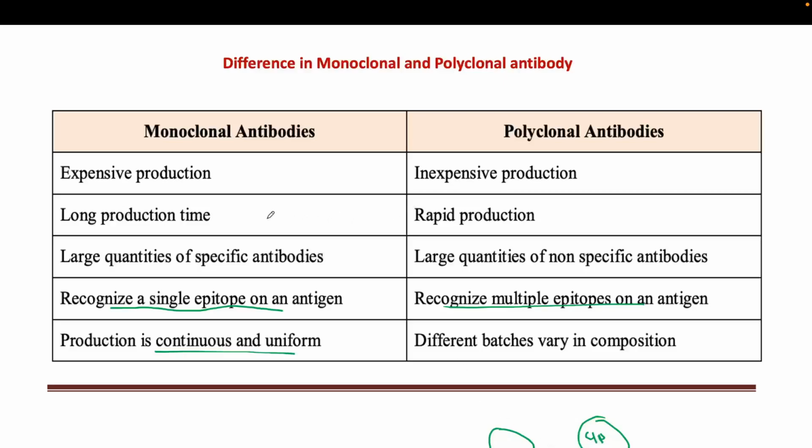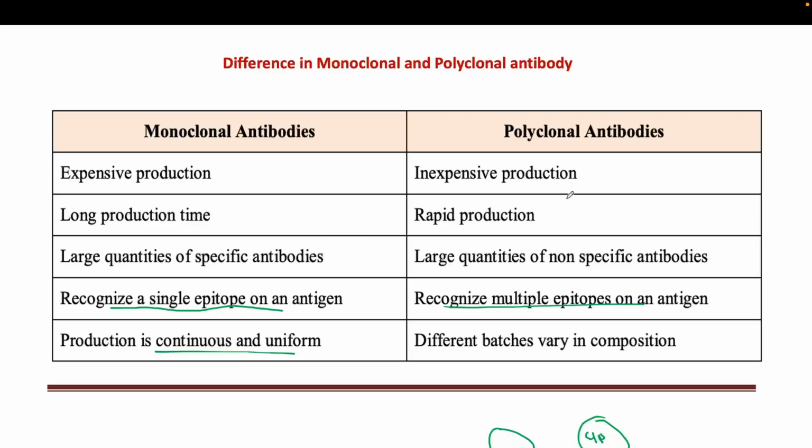Okay, and it is expensive production because we generally do this in artificial conditions. It requires a longer time for production. But from here you can produce a large quantity of specific antibody.